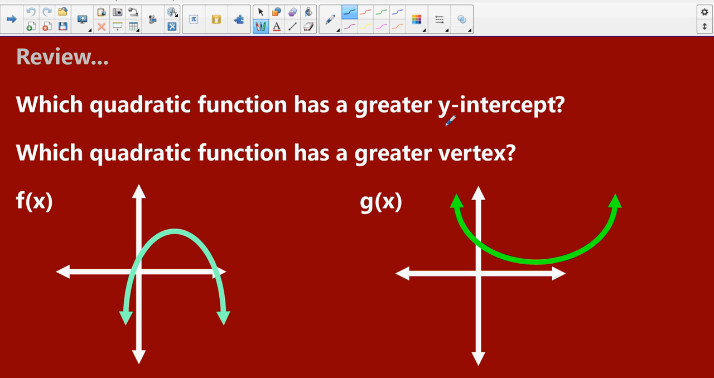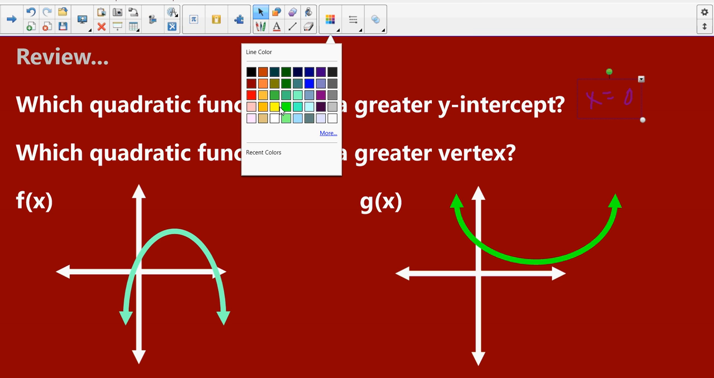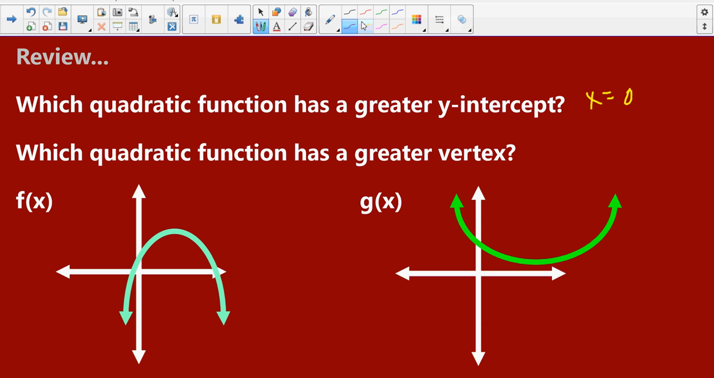So for which one has the greater y-intercept, if you look at these, remember your y-intercept is where you intersect the y-axis, and that means that x is a value of 0. Sorry, that's hard to see. So when x is a value of 0, there we go. On this f of x graph it's right here, and on g of x it's right here. Obviously we don't have specific coordinates, but we can tell that g of x has the greater y-intercept because it sits higher on the y-axis.